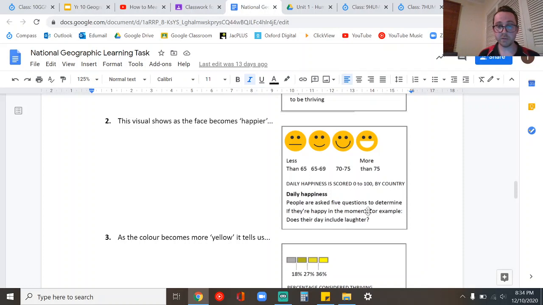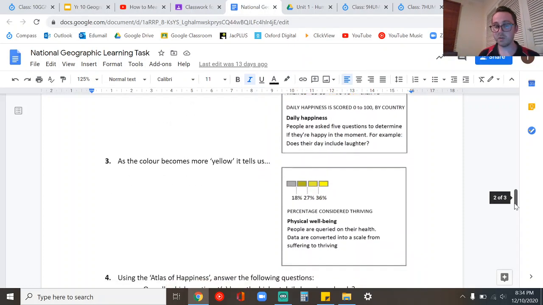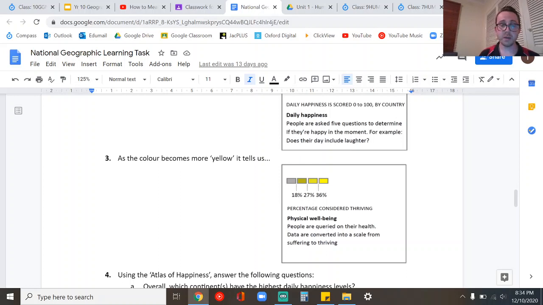Be specific, because they're all looking at different parts of well-being. So this is looking at daily happiness. The one at the bottom is looking at physical well-being. So you really just need to describe what's happening in those graphs, in those maps, in the National Geographic article. So really straightforward stuff. Question 4.